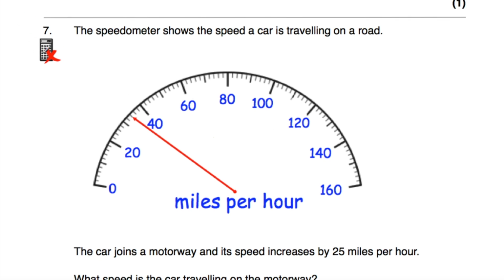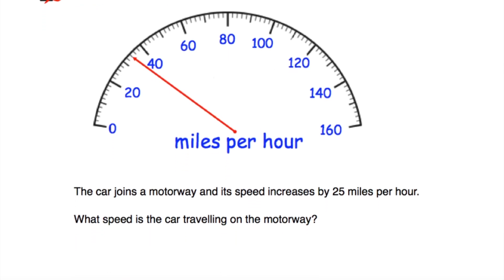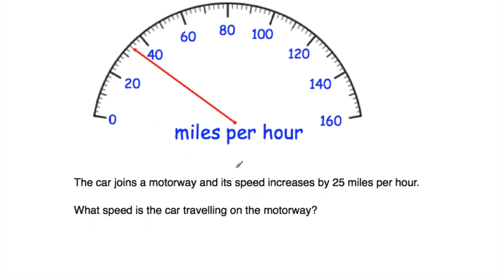Okay, let's look at our next question, question number 7. So question number 7, we're told the speedometer shows the speed of a car travelling on a road. So this is the speedometer of a car, and it's got the units, miles per hour, and it goes from 0 all the way up to 160. Hopefully it's not travelling at that speed. And then we're told the car joins the motorway, and its speed increases by 25 miles per hour. What is the speed of the car travelling on the motorway?